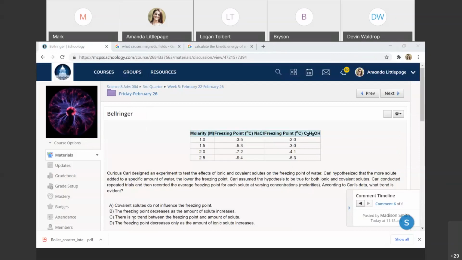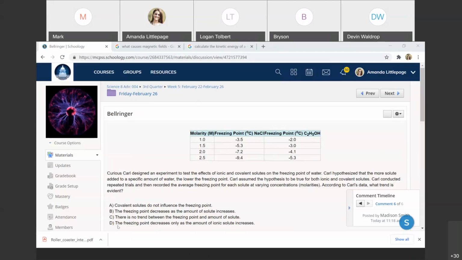Let's look at B. The freezing point decreases as the amount of solute increases. Well, that is part of what we observed here, right? As molarity increased, so did the freezing point drop for this one and this one here. So B could be a possible response. Let's check C. There is no trend between the freezing point and the amount of solute. Well, clearly that's not true. We can see that here, because as you increase it, both sodium chloride and this compound here have a difference in their freezing point.